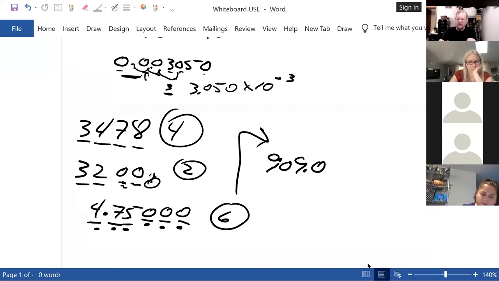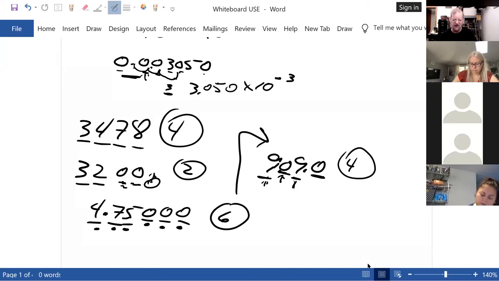Do this one. How many significant figures in that number? All right, let's take a look at this. All non-zero numbers are significant. Zeros that are confined in between two non-zero numbers are significant. Zeros at the end with a decimal point are, so the answer here, every one of those are four. Let's do one more.